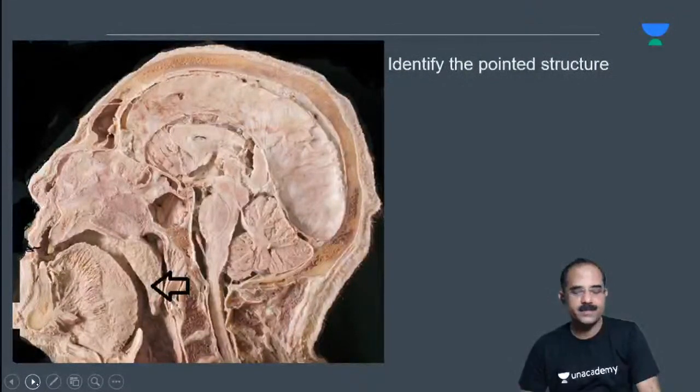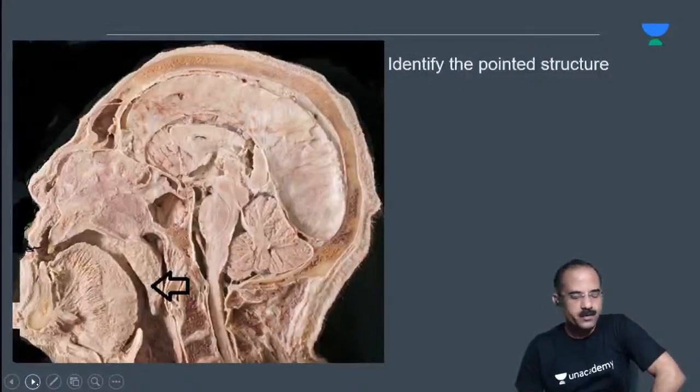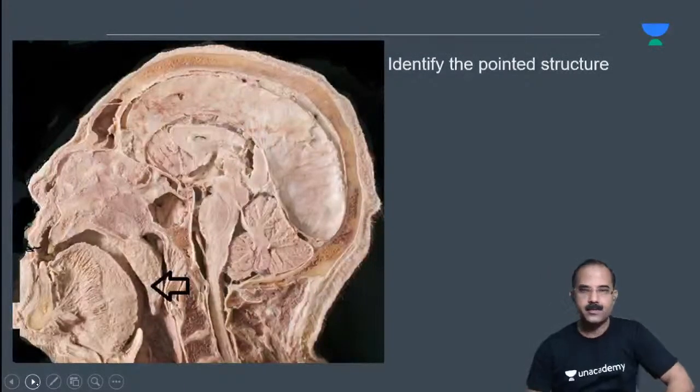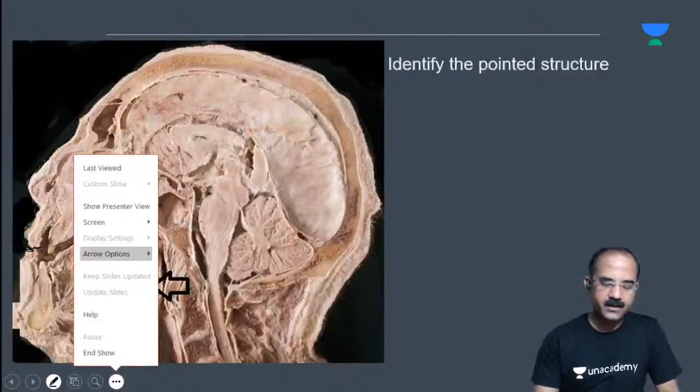Identify the pointed structure. Anterior spaces, one moment. Anterior intercostal spaces. Just one moment, I'll finish that.